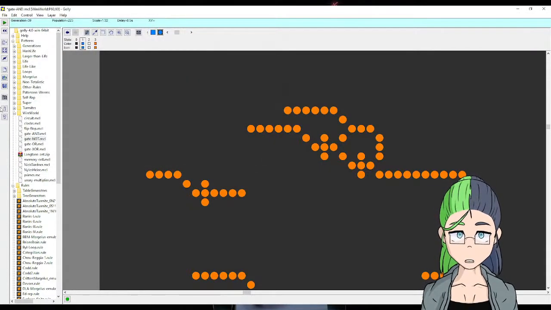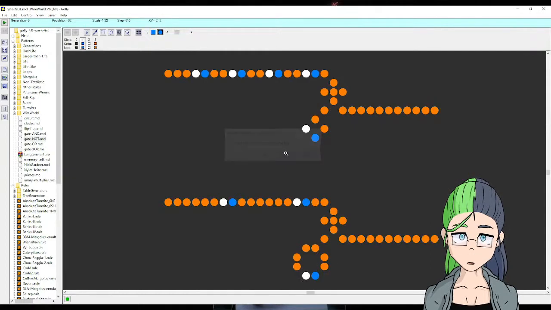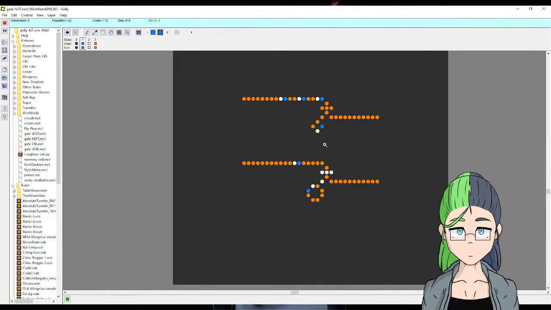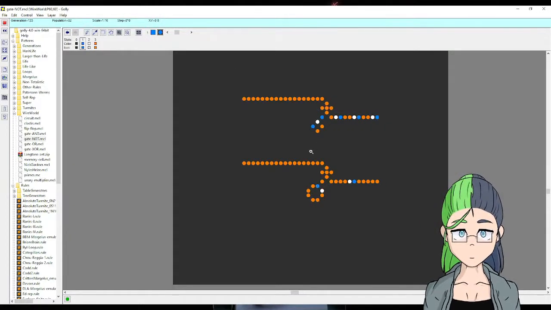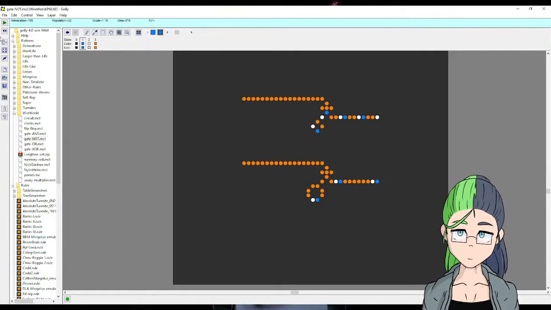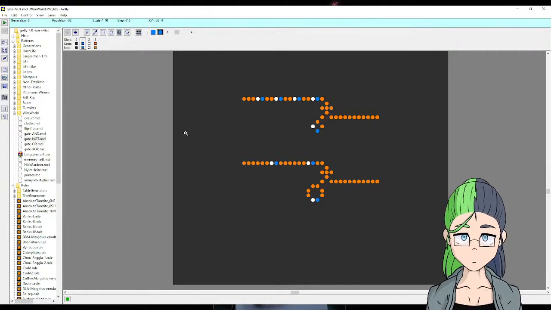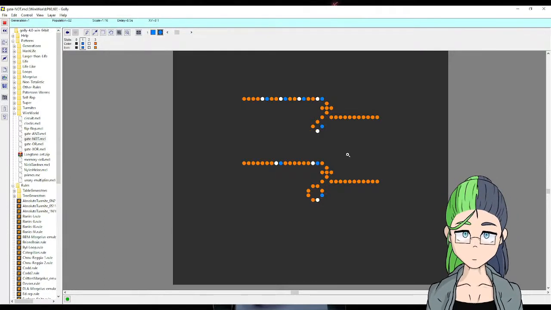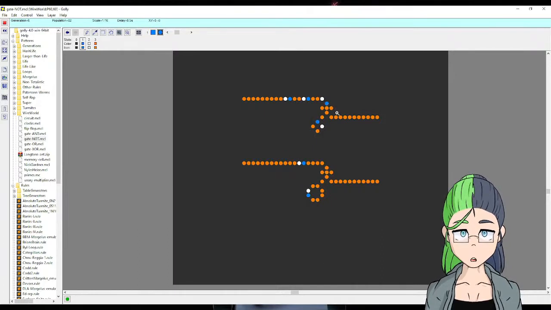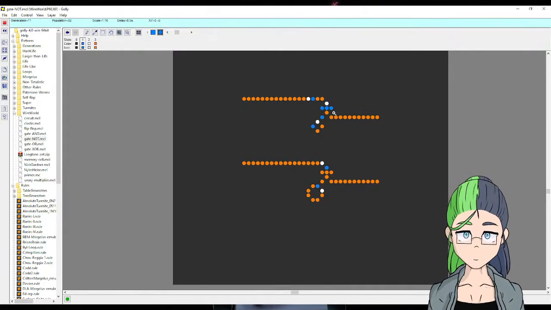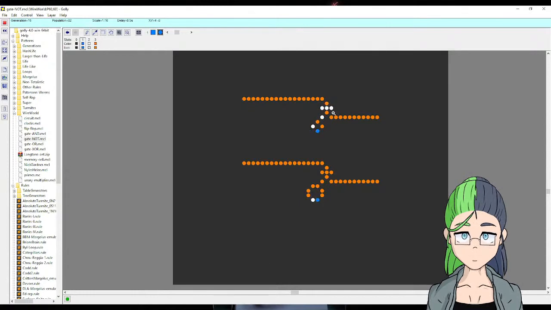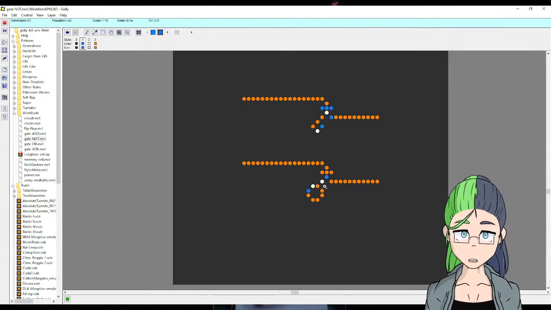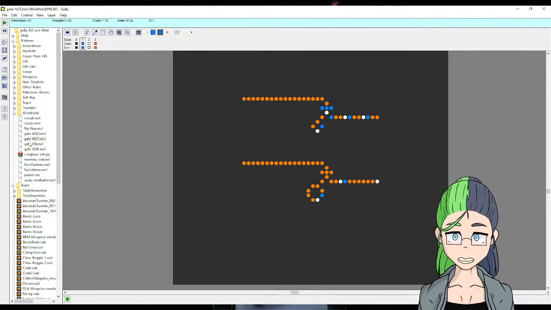Or, no, I did not mean to save that. So what does the NOT gate look like? It looks like this. All right, let's reset that. So, boom. We see here, it cancels out like that. And then when it doesn't have an input, it generates a pulse. Okay. That's so smart.